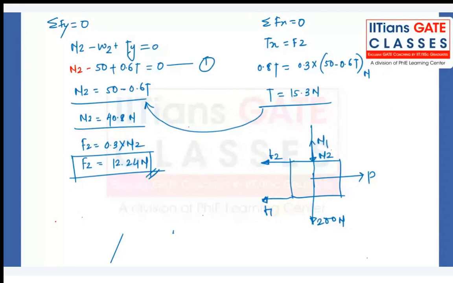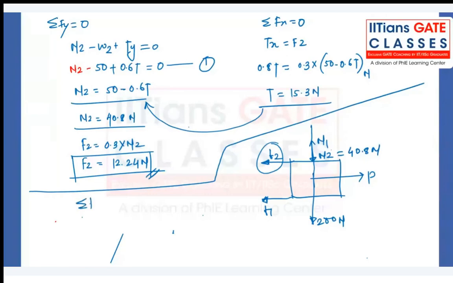So from this we got the value of F2. We don't know the value of F1 here. You know the value of N2, that is 40.8 Newton. You can calculate the value of N1 from this. Here if you apply summation of all vertical forces equal to 0, N1 you will get as 200 plus N2, so that is 240.8. So if N1 is 240.8, F1 is mu times 240.8, and that is equal to 72.24.